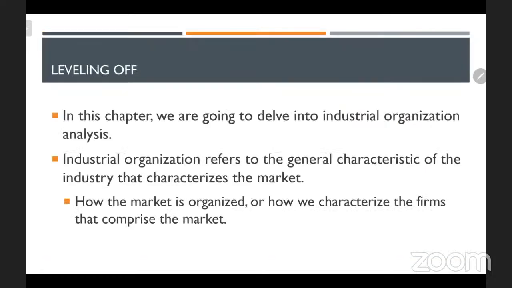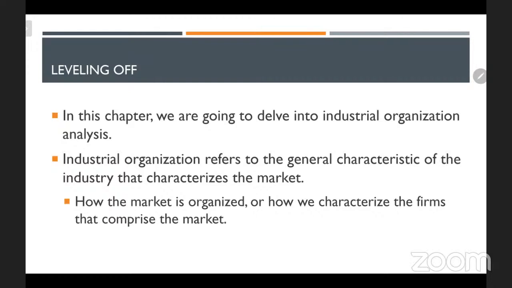Okay? So in this chapter, we're going to delve into what we call industrial organization analysis. So pag sinabing industrial organization, from the word industrial, we're looking at industries. Kasi firms ito eh. So these are members of the industry. Pag sinabing organization, it is how the industries are organized in the market. So industrial organization refers to the general characteristic of the industry that characterizes the market.